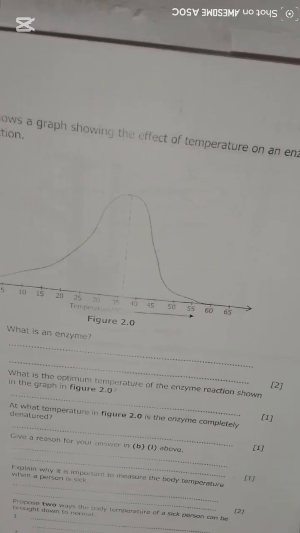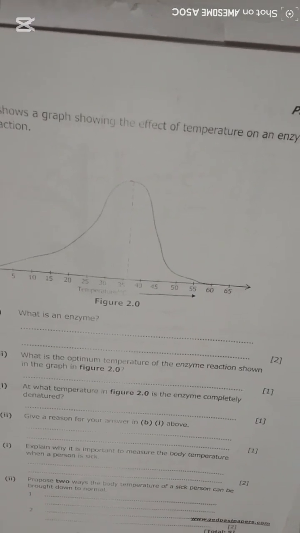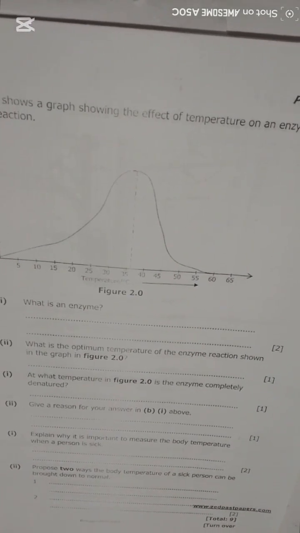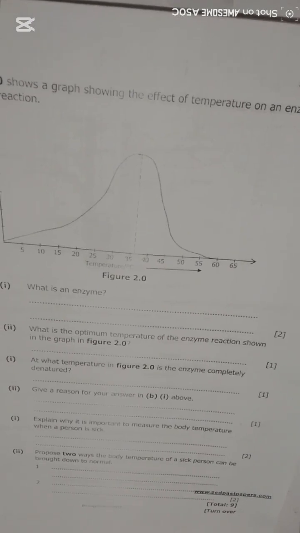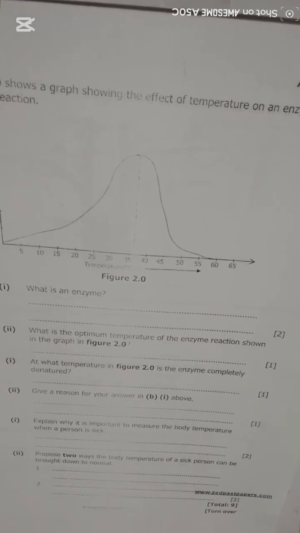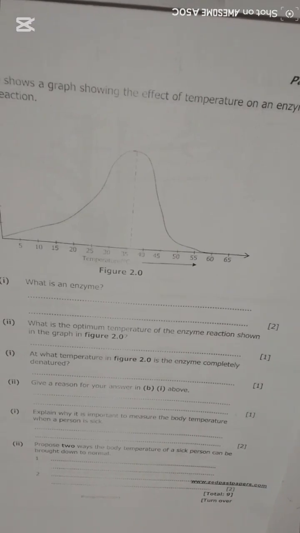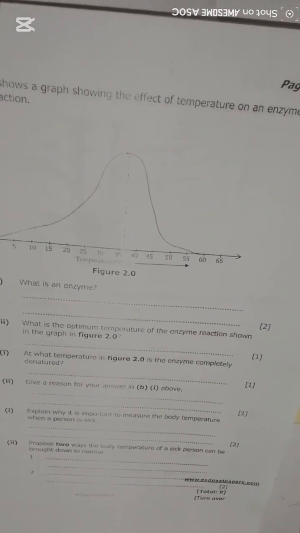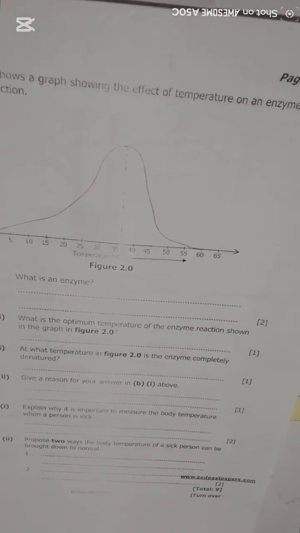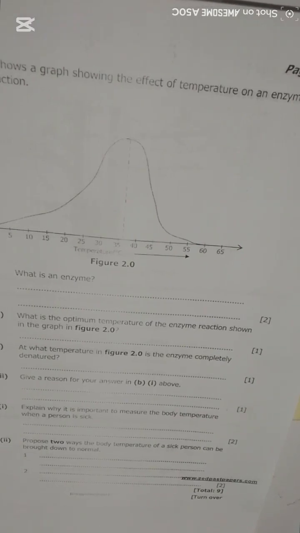And then there's a question that says, give a reason for your answer in B1 above as to why you are saying that the enzyme activity is completely denatured at 58 to 60. Our reasoning will be, this is because the enzyme activity has come to an end. That's why we've labeled 58 to 60.